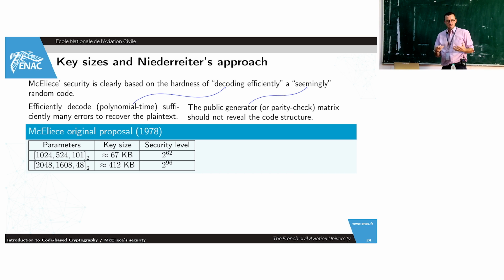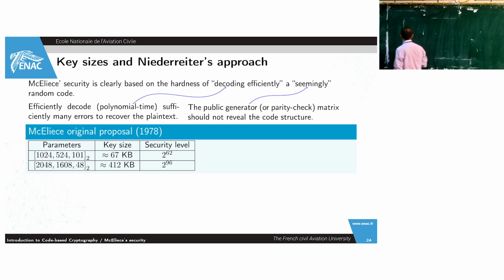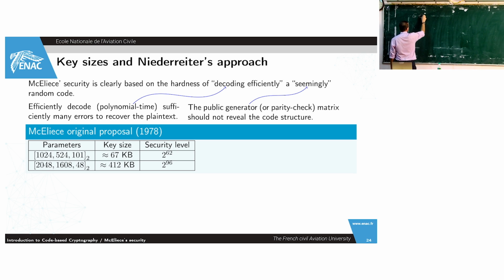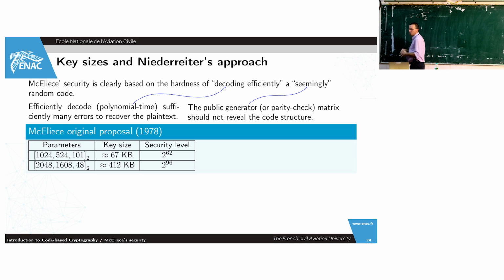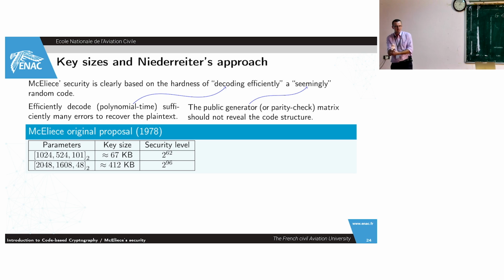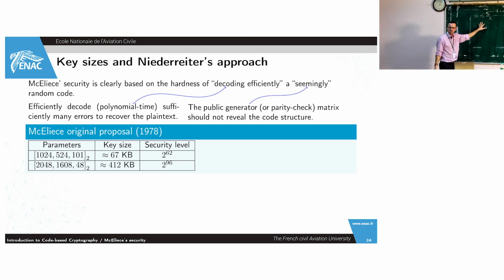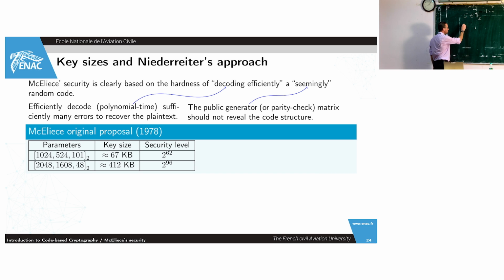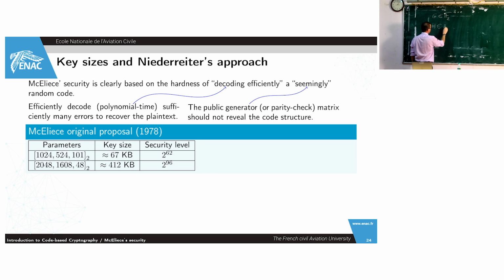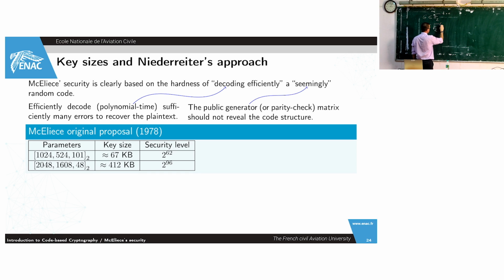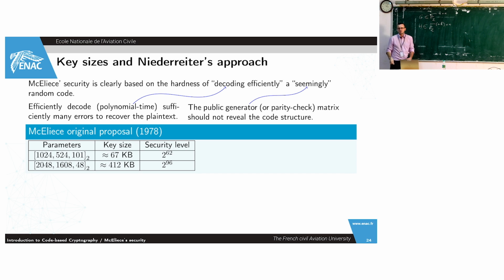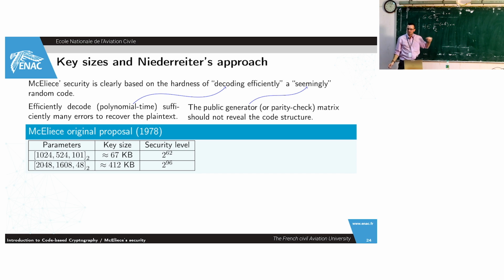And why are we going to do this? It's because if we want to use G, then we will have to fully represent G, meaning that we are going to give K times N bits of information for representing the public key. If you want to use H for this cryptosystem, you will have to fully represent this matrix, which is N minus K times N. So this time, you will need N minus K times N bits.